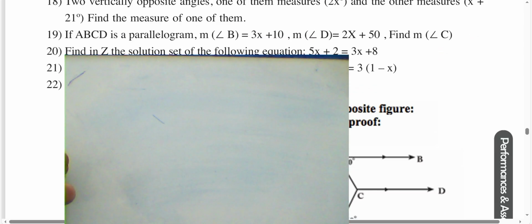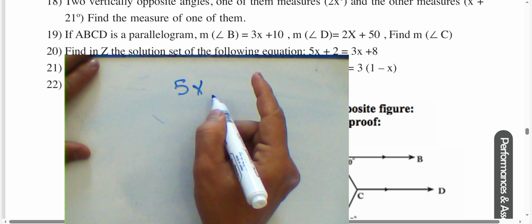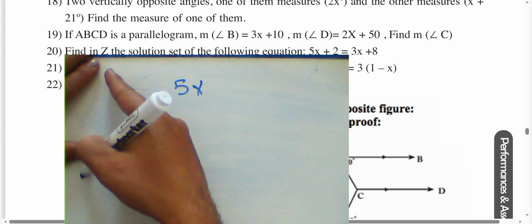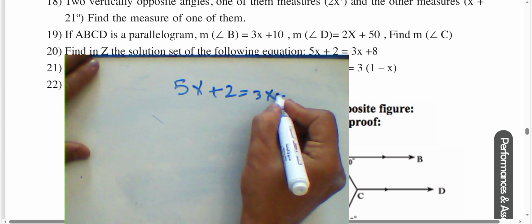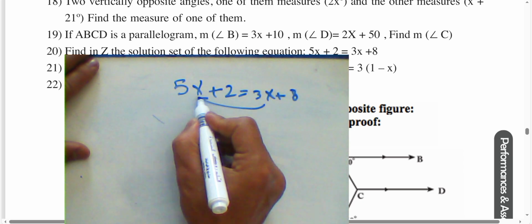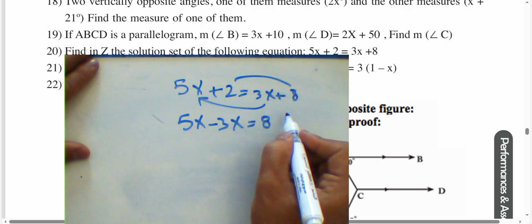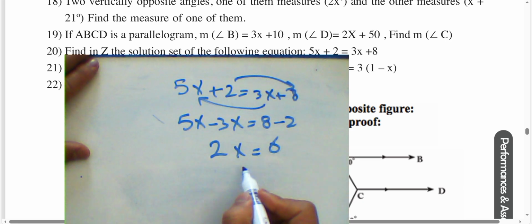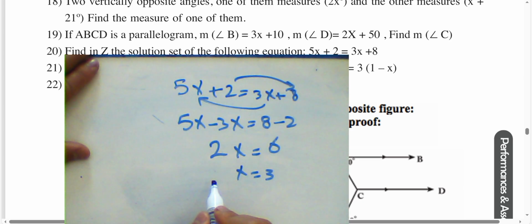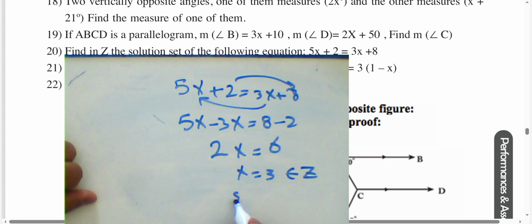Question number 21. Solve this equation in Z, the integers. 5x plus 2 equals 3x plus 8. Move the terms to the left-hand side and write 8 minus 2. And 2x equals 8 minus 2, which is 6. We can divide by 2, so the value of x equals 3. 3 belongs to the integers. The solution set will be 3.